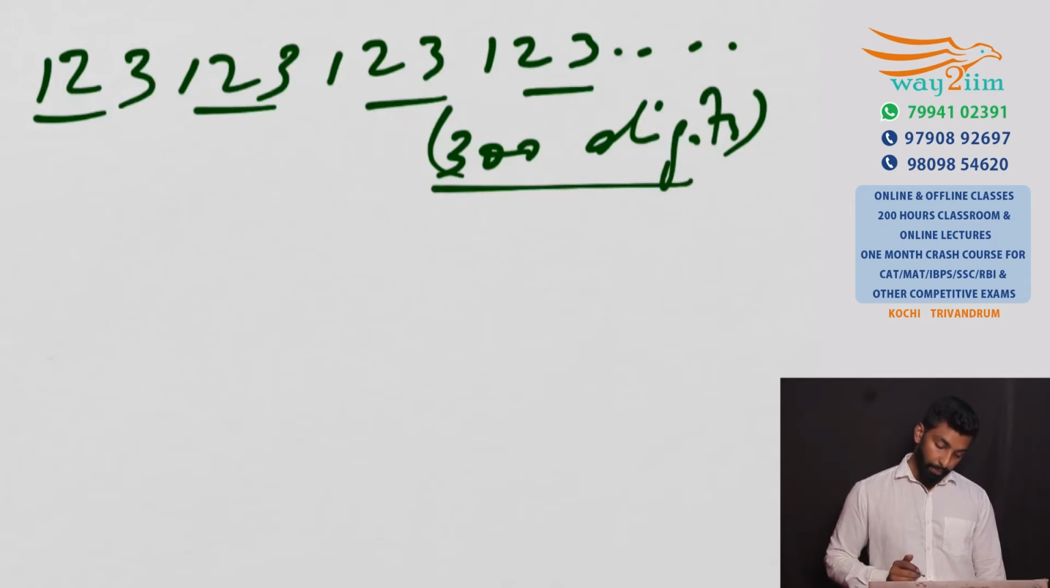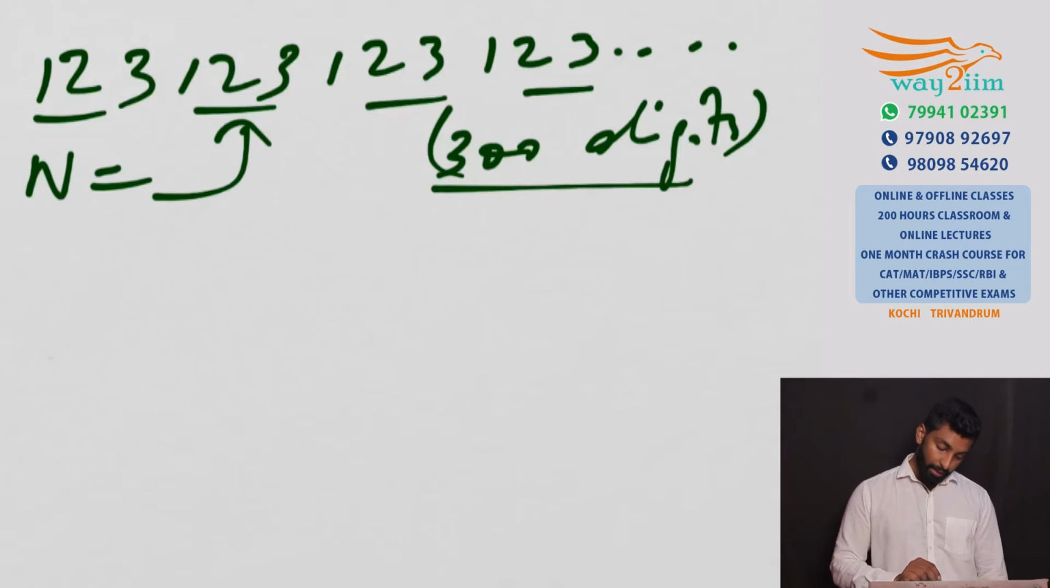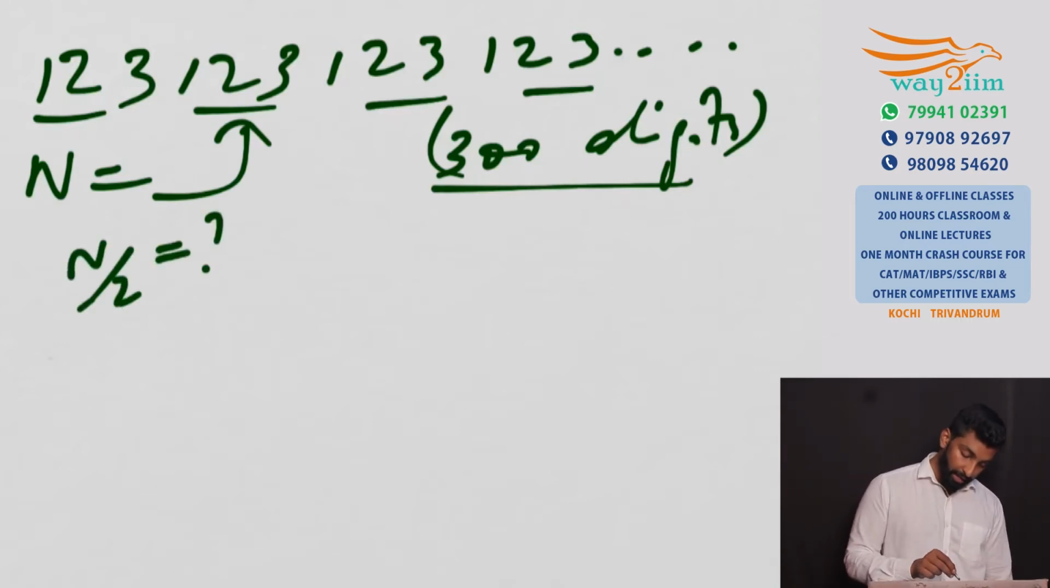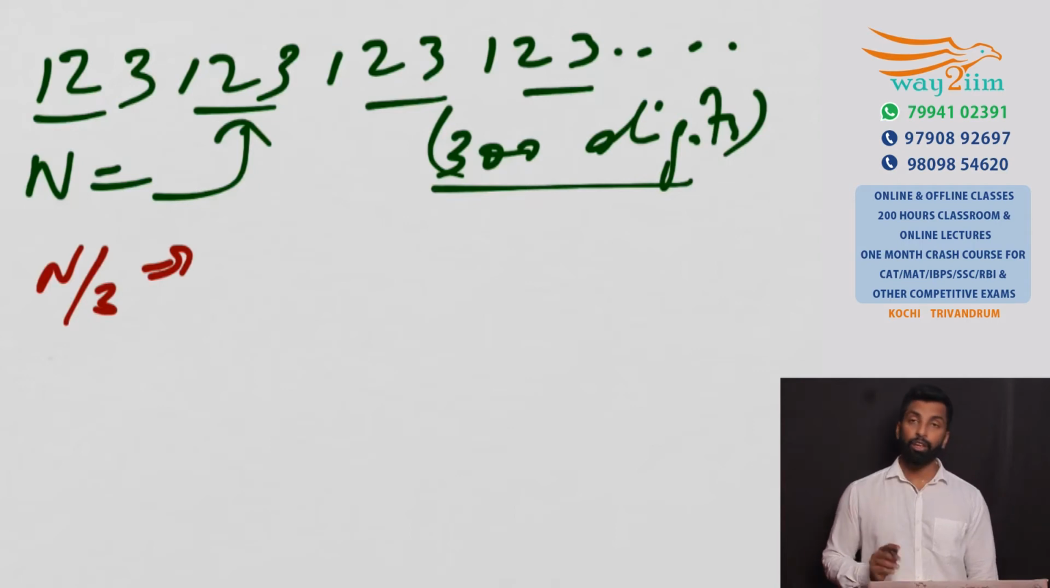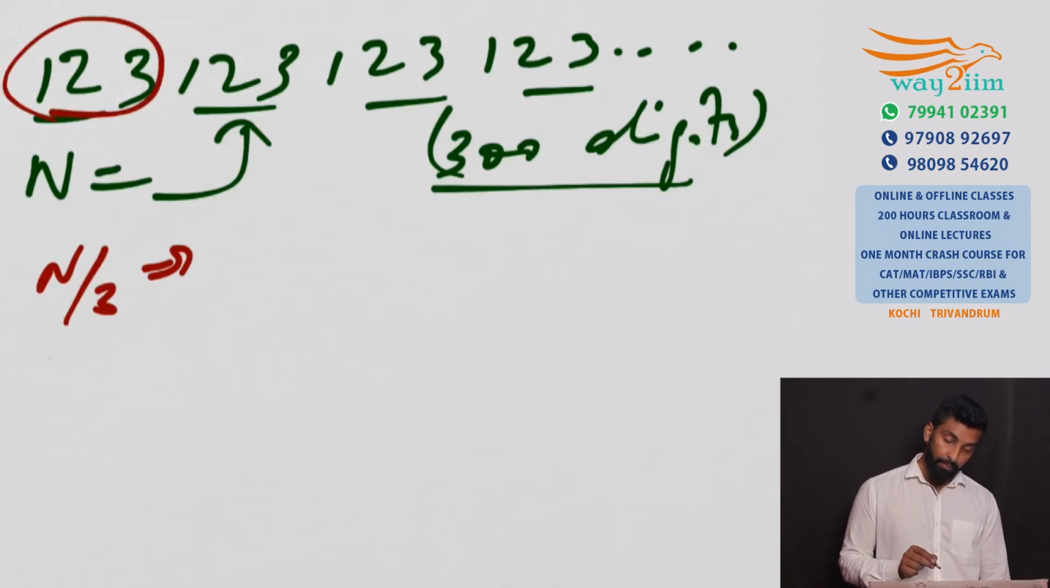Okay, so let's take this as N. I can ask you, N by 2, what is the remainder? What is the divisibility of 2? You will check the last digit is 3, so your remainder is 1. N by 3, what is the remainder? You need to find the sum of digits, right? The sum of digits of one group 1, 2, 3 is 6. 100 such groups are there, so 600 is divisible by 3, so the remainder is 0.